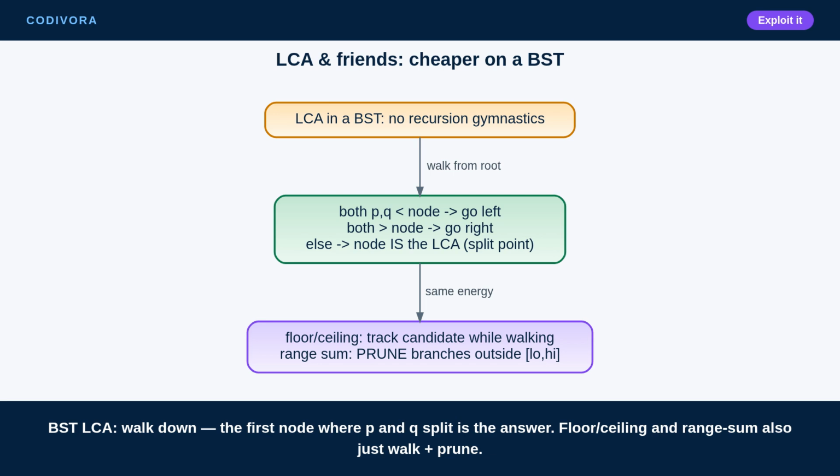Floor and ceiling. Walk down, tracking the best candidate as you pass. Range sum between low and high. Recurse, but prune if a node's value is below low. Its entire left subtree is too. Skip it. The theme of the whole video. The BST property isn't trivia to verify. It's a tool to exploit. Every comparison eliminates a whole subtree.